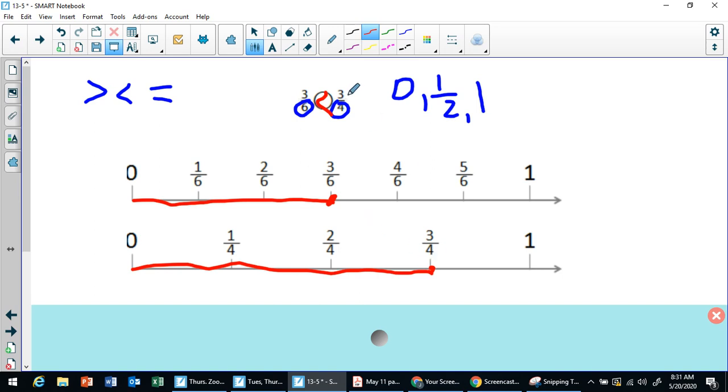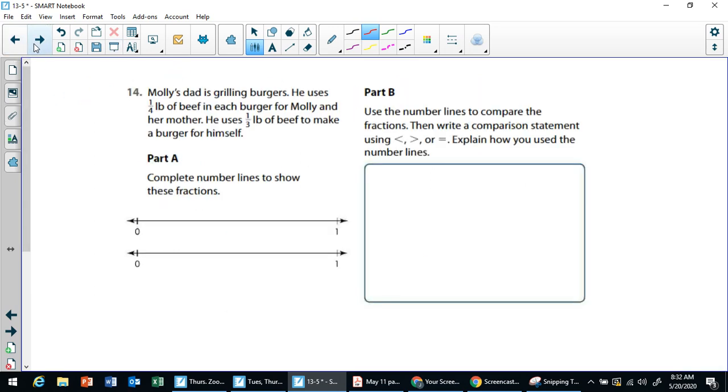So when you were looking at this, if you got it right from the beginning, you probably thought to yourself, well, 3/4 is very close to a whole. I know 3/6 is only halfway to the whole. So that meant that that one was bigger. So let's do one more and then we are done for this lesson.